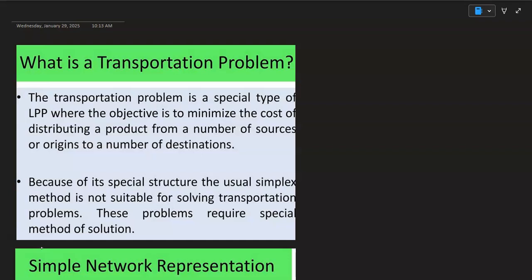Because of its spatial structure, the usual simplex method is not suitable for solving transportation problems. These problems require spatial methods of solution. Okay, we know previously in the previous videos that we looked at linear programming. We looked at the method of simplex, where it has a particular unique structure that involves the tableau and all that. In this case, because of the structure of the transportation problem, we might not be able to use that particular method of solving. All right.